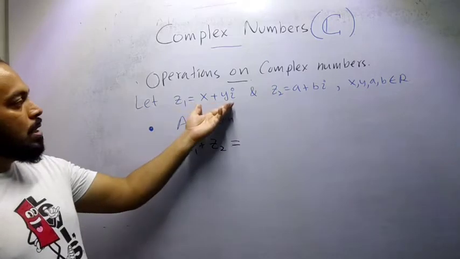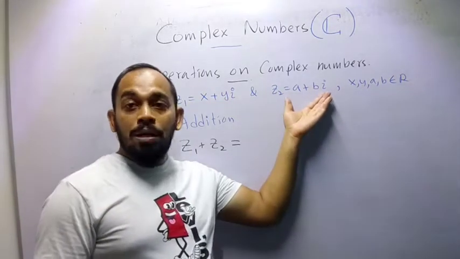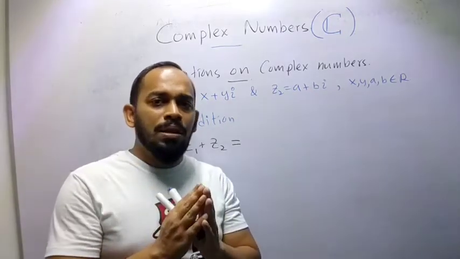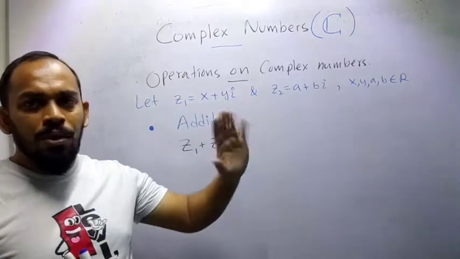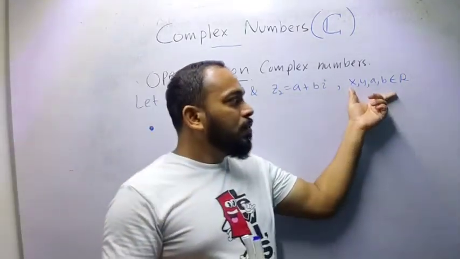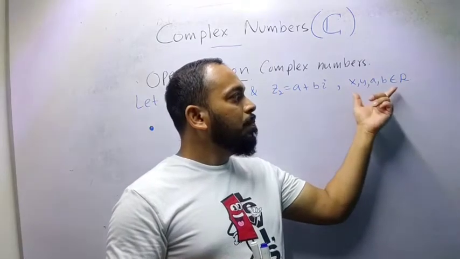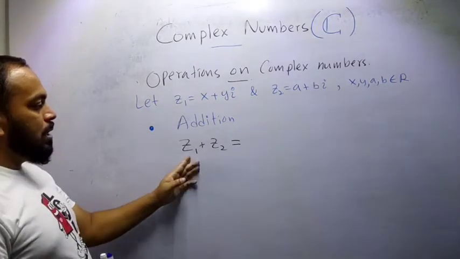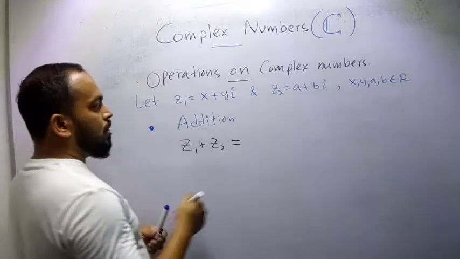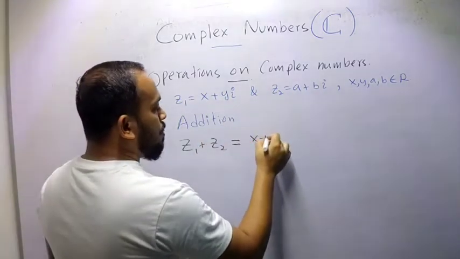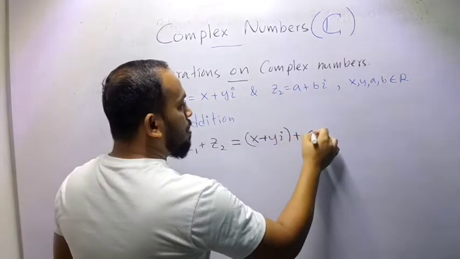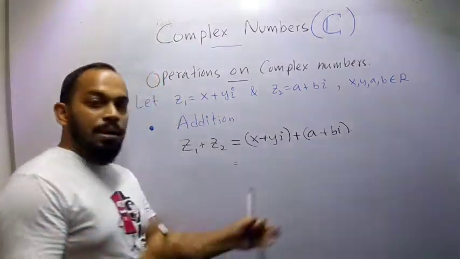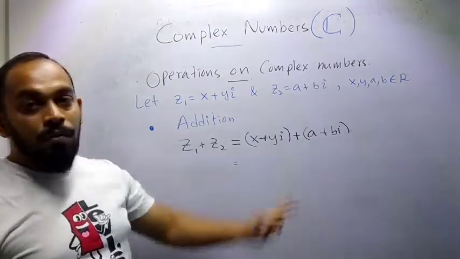Let Z1 equal x plus yi and Z2 equals a plus bi. This is just to make the distinction between two complex numbers. So we can work with any two complex numbers. Even if they are equal, that's fine. So I have to make sure to write this down. x, y, a and b, these are all real numbers. Right? So addition, how do you represent addition? Z1 plus Z2, how do you do the addition? So you can use this: x plus yi plus a plus bi. I use brackets here to make the distinction. If you want, you can leave out the brackets.